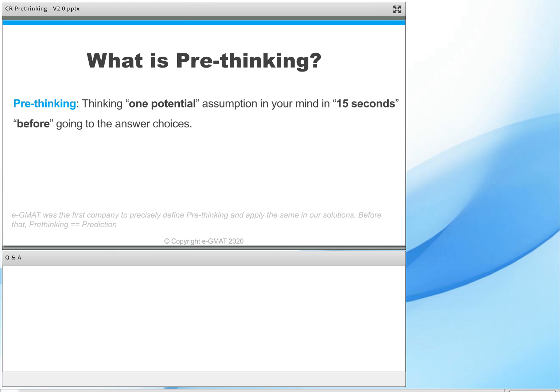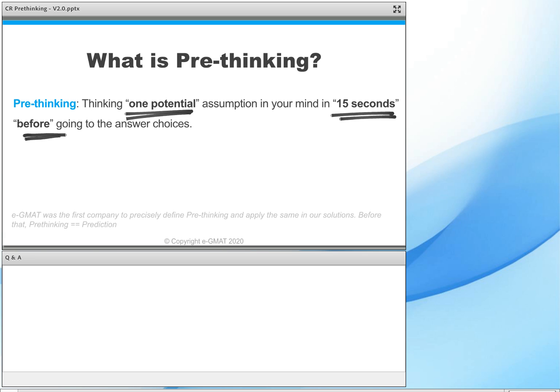Pre-thinking was considered to be predicting the answer. No, pre-thinking is not about predicting the answer. Pre-thinking is not about figuring out what is it that the test takers were thinking when they created that question. Pre-thinking is about understanding the author's logic. And so a precise definition is: pre-thinking is about thinking one potential assumption in your mind, and a skilled pre-thinker does that in 15 seconds. And you do that before you look at any answer choices, which means before your mind gets polluted by the extra information that's there in answer choices.